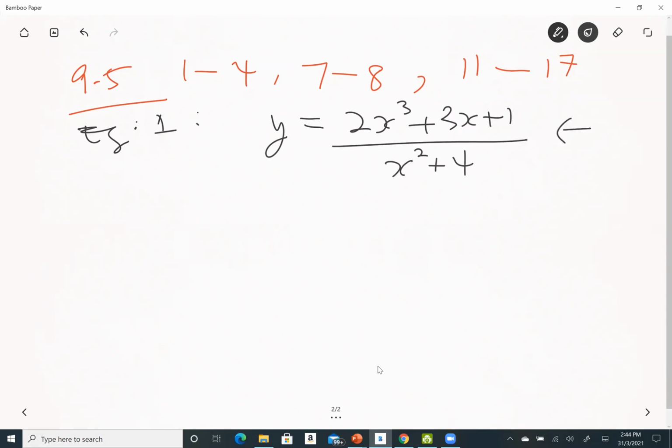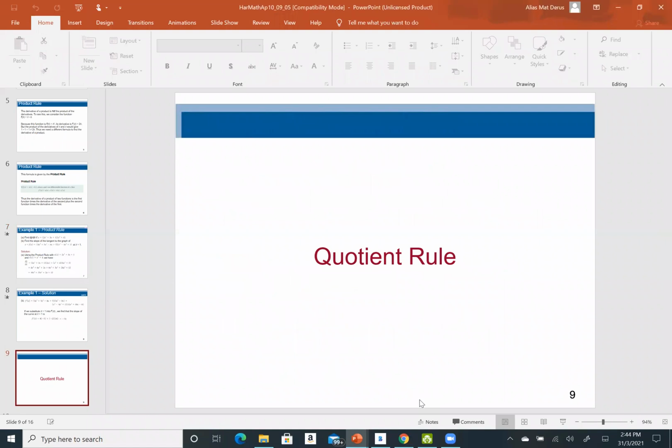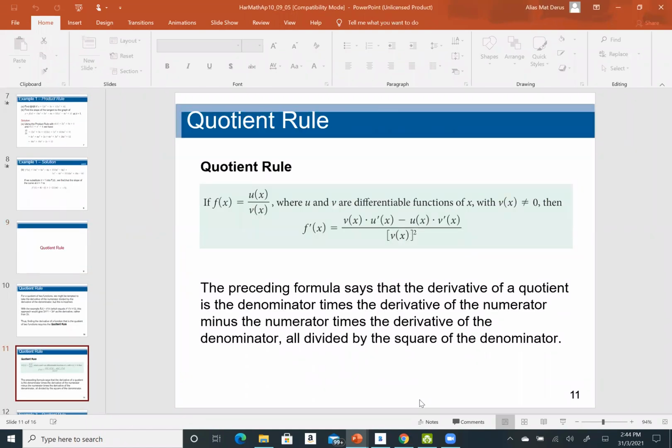So now you have the quotient rule. What you have here is u divided by v, so you don't have to write u of x divided by v of x. Now, when you have division of two terms, what is the rule? The rule we use is the quotient rule, and this is how the rule works.